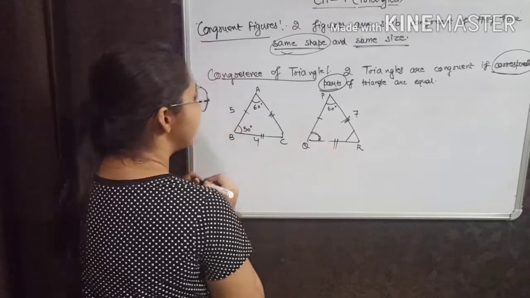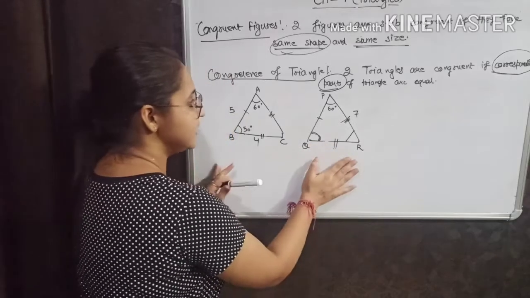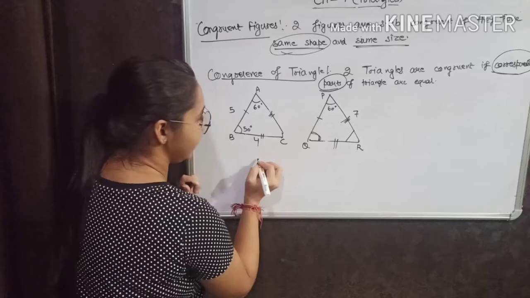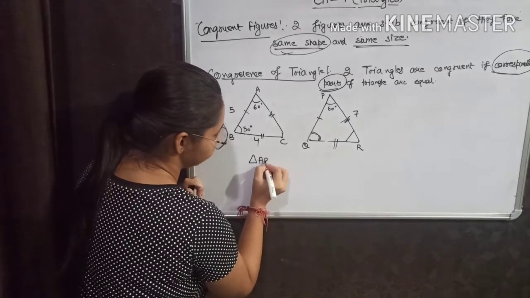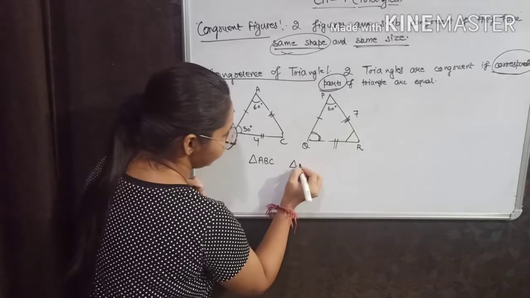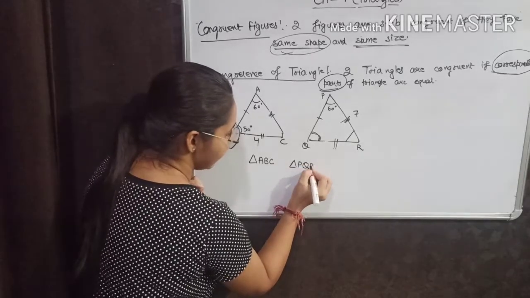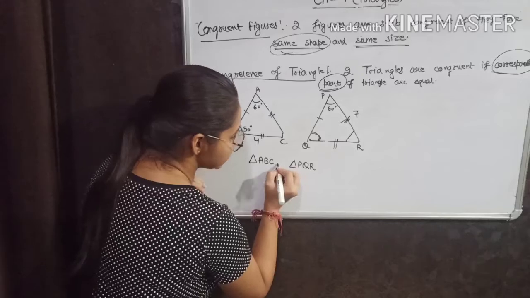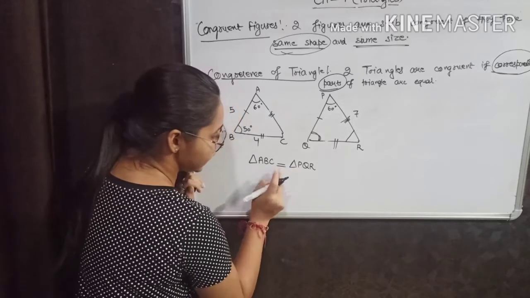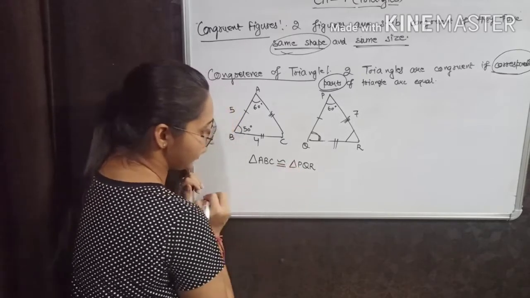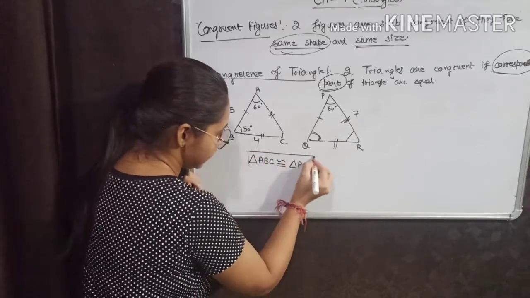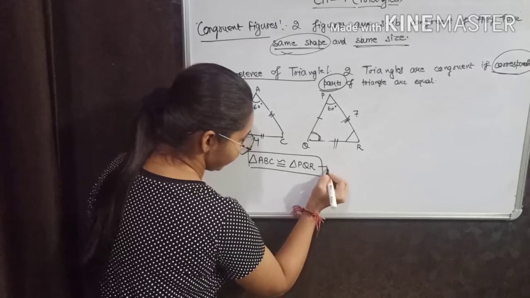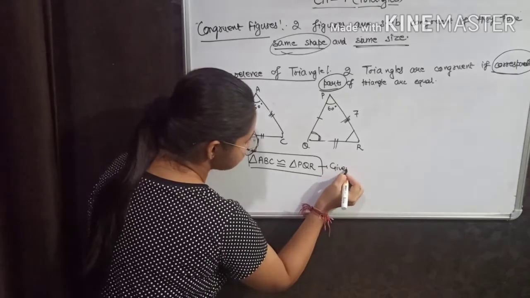Now see, first of all, these two triangles are given, and in the question it is given that triangle ABC is congruent to triangle PQR. Now, what is the symbol for congruence? Congruence means you take an equal to sign and then you take this curve. This is the symbol for congruence. This is given. And you have to find the missing values.